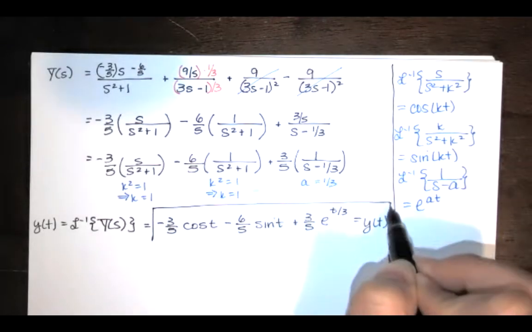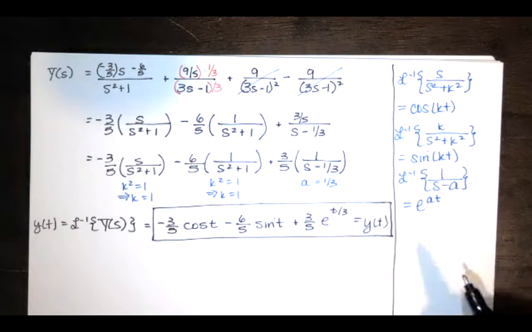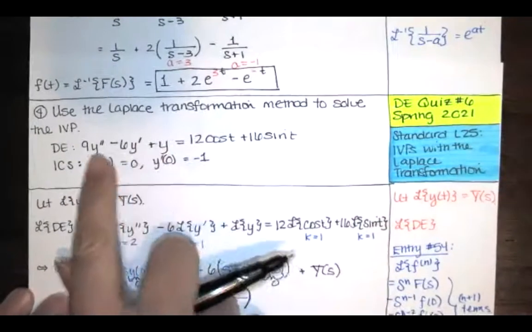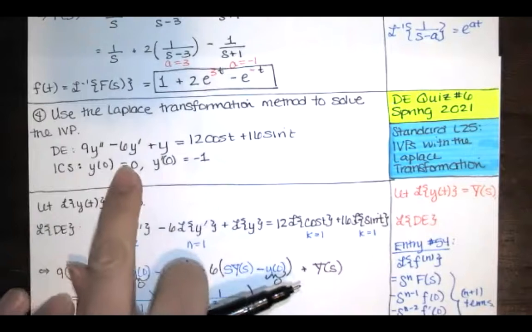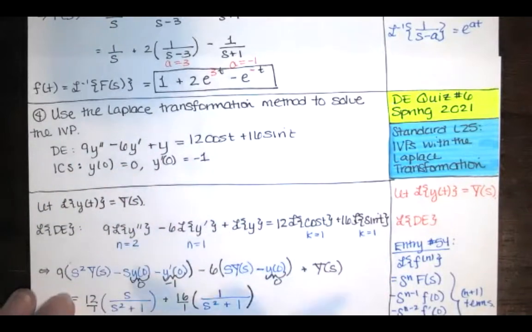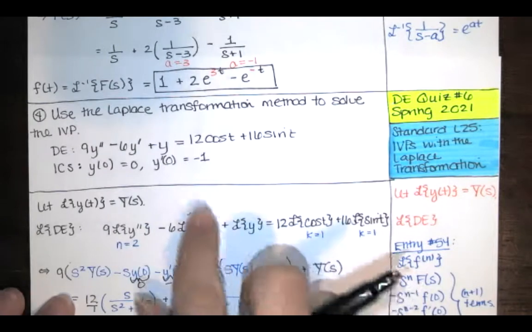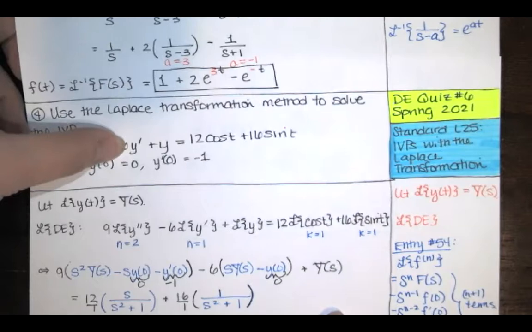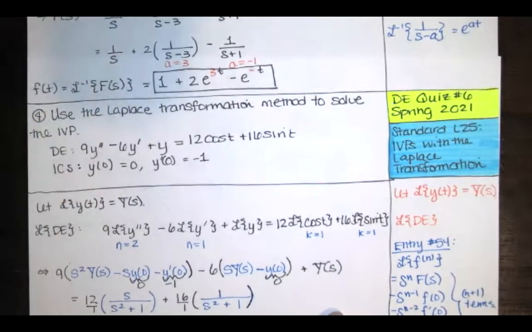And that is the solution of the IVP. Now let's look at the original IVP. It's right here. If I take the first and second derivative and the function itself, and I substitute into the left-hand side and simplify, after simplification, I should get 12 times cosine of t plus 16 sine of t. Now, if I evaluate my expression at t equals 0, I should get 0. And if I take the derivative and I evaluate it at 0, I should get -1.